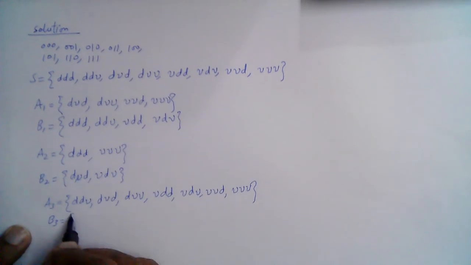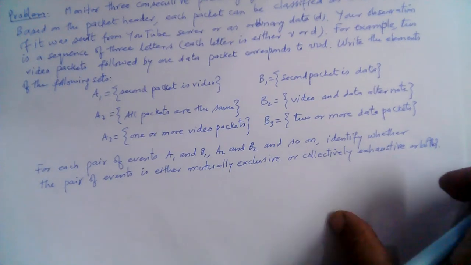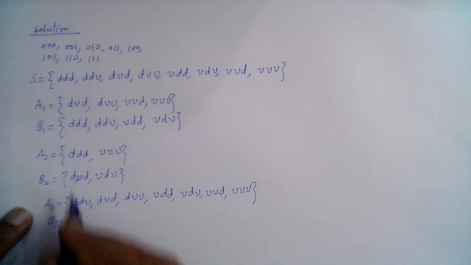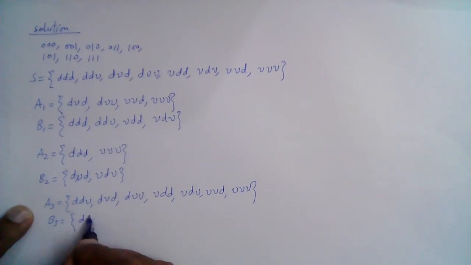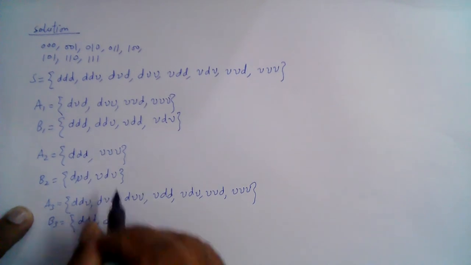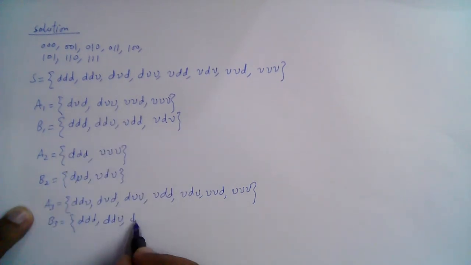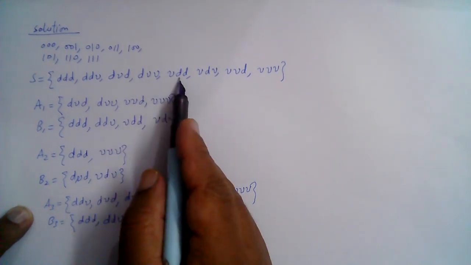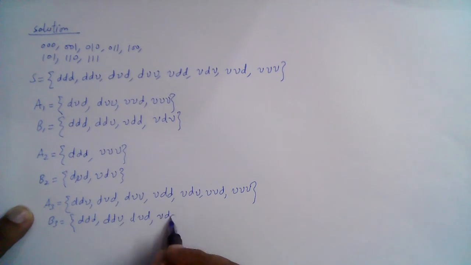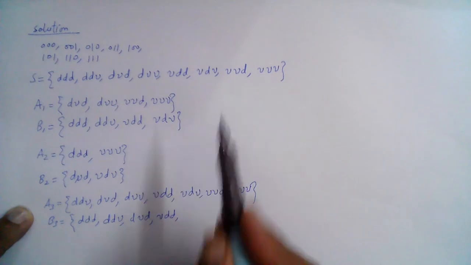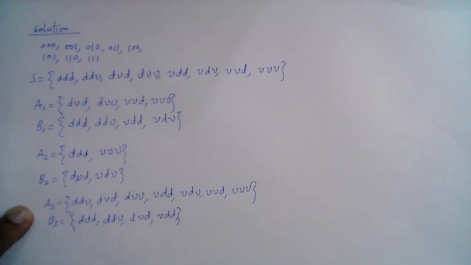Event B3 is 2 or more data packets. So surely this DDD, there are 3 data packets. There are 2 data packets here. So DDV, 2 data packets here again. DVD, only 1 data packet, right? And VDD here, there are 2 data packets, and this is one data packet and no data packet. So only these members, right?